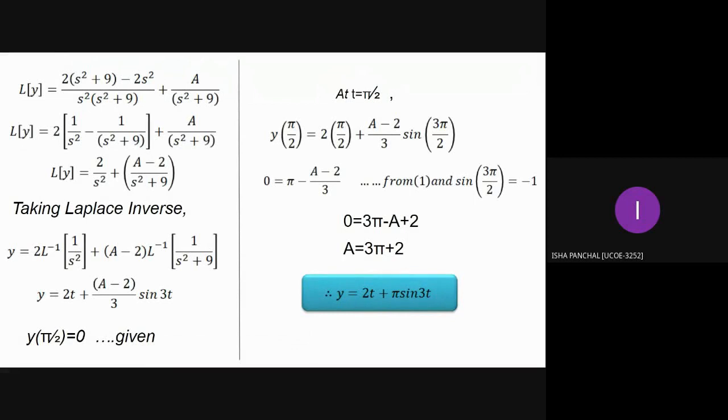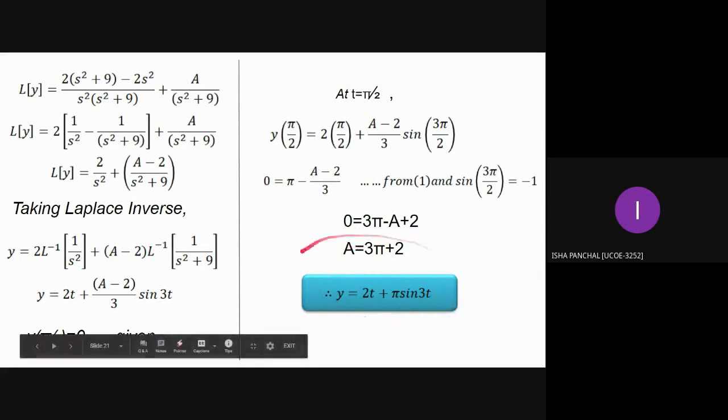Since in the question it is given that y of pi by 2 equals 0, we substitute t equals pi by 2. So we get y of pi by 2 is 2 times pi by 2 plus (a minus 2) upon 3 into sine 3 pi by 2. Solving further, we get 0 is pi minus (a minus 2) by 3. Therefore, 0 is 3 pi minus a plus 2. Therefore, we get a equals 3 pi plus 2.